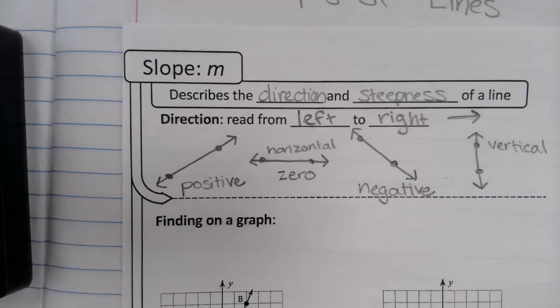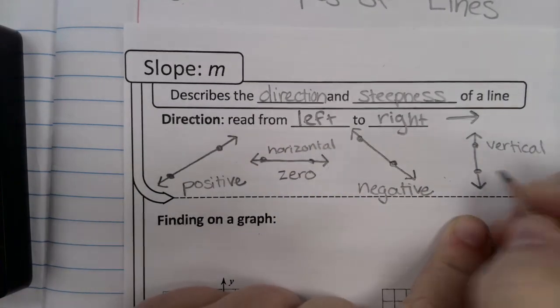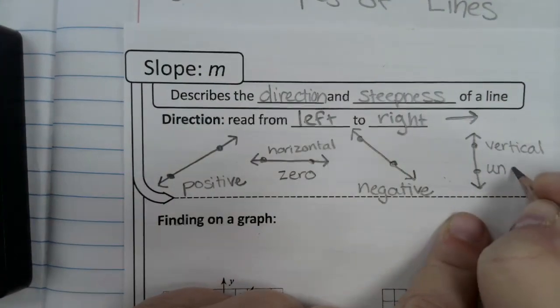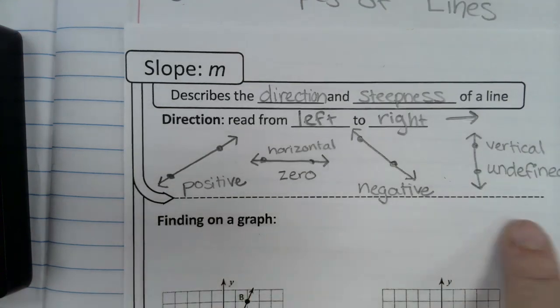So if I can't move from left to right, can I do slope? No, because slope is left to right. There's no slope here. So if we can't do it, we call that undefined. A lot of people want to put that extra I in there. Just undefined. We cannot define that slope.